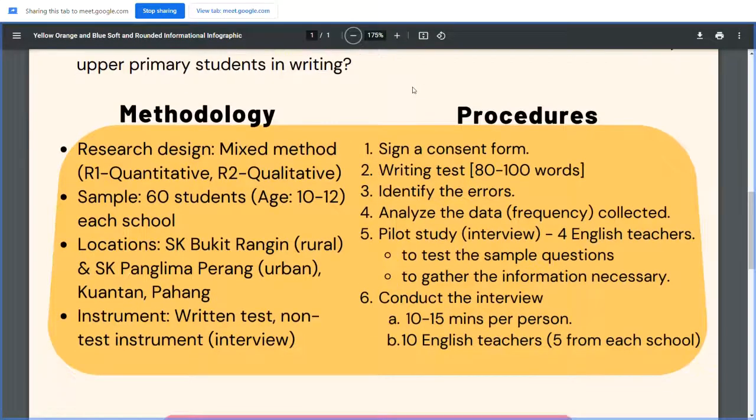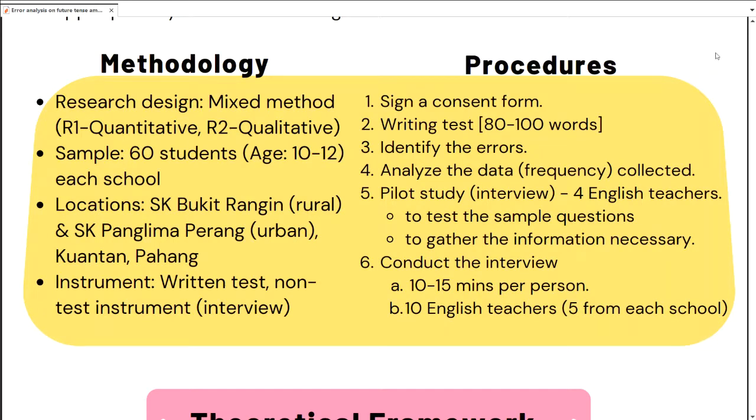Hi, my name is Hanis Rahana, and I'll be presenting on the methodology and the procedures. Our research design will be based on mixed methods. In order to answer research questions 1 and 2, we will be using quantitative and qualitative design respectively. Our sample will consist of about 120 students, 60 from each of the two schools. The age range is about 10 years old to 12 years old. So the plan is to have 20 10-year-olds, 20 11-year-olds, and also 20 12-year-olds from each school.